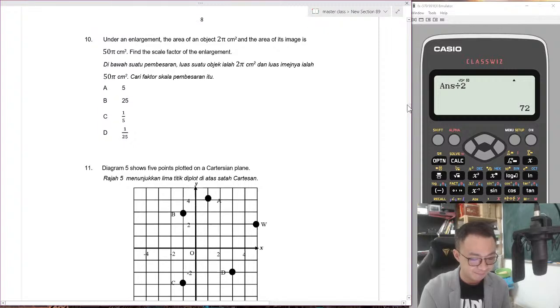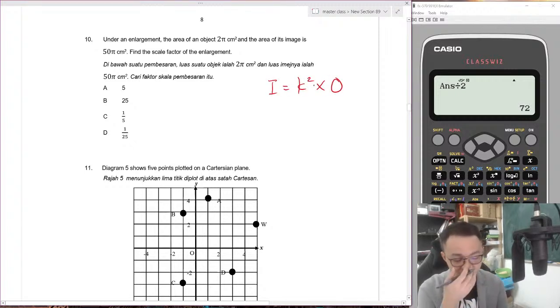Alright, number 10. Enlargement, this one is about area. Then you need to know the formula: area of image equals scale factor squared multiplied by area of object. Alright, I always use this formula.